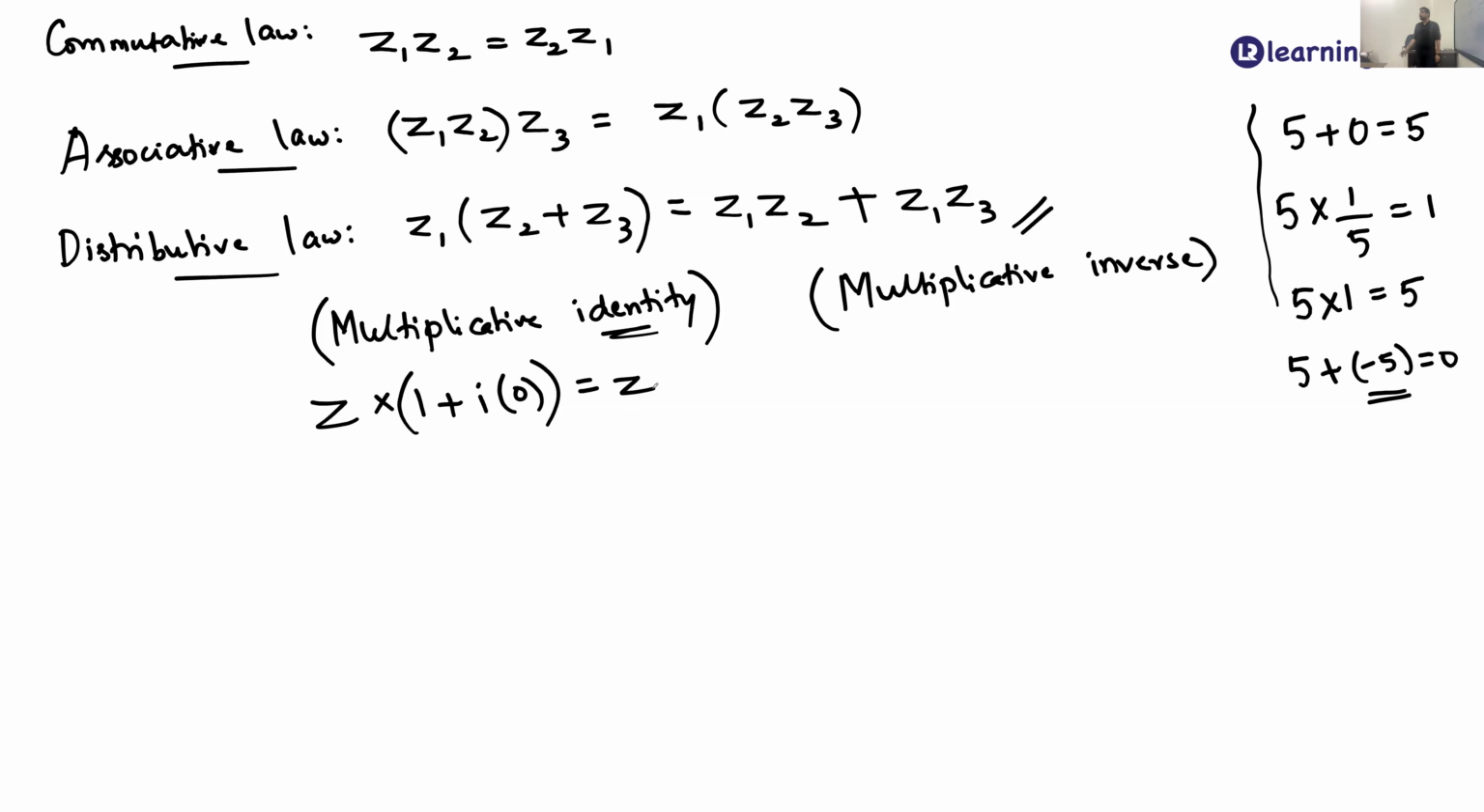Then what is multiplicative inverse? The reciprocal of it. So Z is there, not plus, it is multiplicative. So Z, if I multiply it with 1 by Z, then it is going to be 1. Then that 1 by Z is called the multiplicative inverse. Is that point clear? So make a note of it.